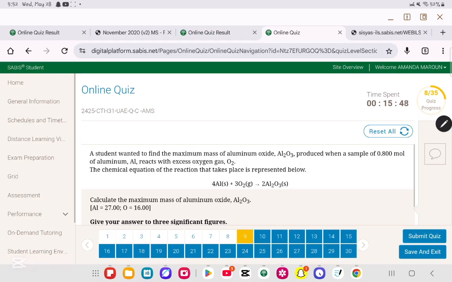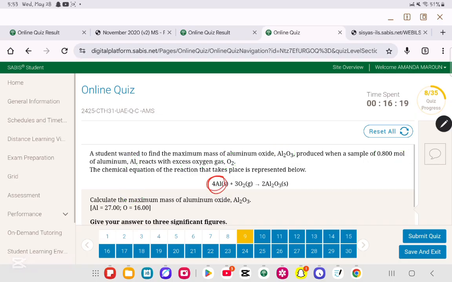So this is question number 9. What does it say in question number 9? It says, a student wanted to find the maximum mass of aluminum oxide, Al2O3, produced from a sample of 0.8 moles of aluminum reacting with excess oxygen. That means aluminum is the limiting reagent. Okay? So, since aluminum is the limiting reagent, all of the equation is going to be based on it.